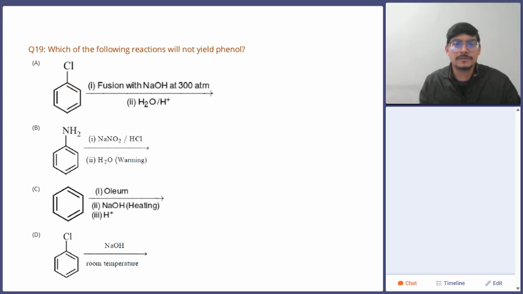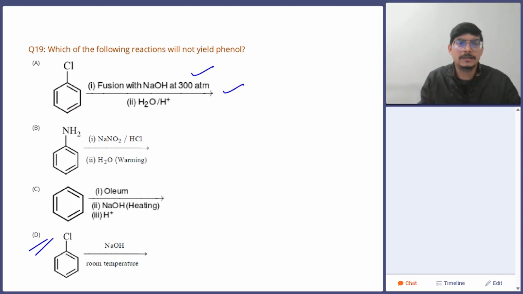Moving to the next question, which of the following reactions will not yield phenol? It's very simple. So first one is Dow's process. Chlorobenzene, when reacted with NaOH, is stubborn. It does not react under normal conditions. It only reacts at high temperature, via the benzyne mechanism, which makes option D the incorrect, non-feasible one, because chlorobenzene does not react with NaOH at room temperature. It reacts at very high temperature and pressure. So option A is correct.